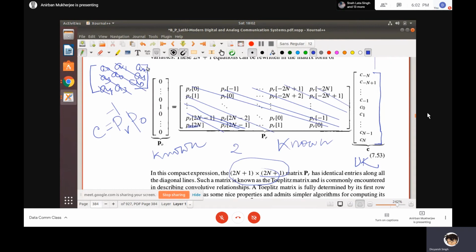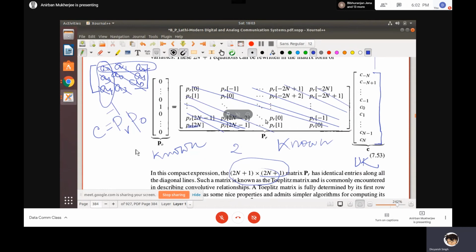So a Toeplitz matrix is absolutely defined by the first row and first column. That means if you know a0, a1, a2, a3, a4, then you know everything. So you need not know everything. If it is a 2n plus 1 into 2n plus 1 matrix, you actually have to know only 2n plus 1 plus 2n plus 1 minus 1 elements, because the minus 1 is the first element you know.